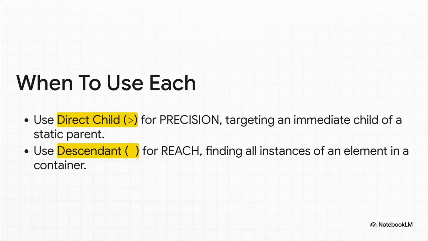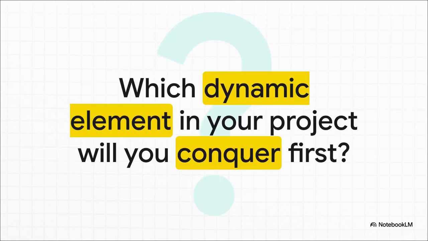So here's your takeaway, your cheat sheet. Use the direct child, the greater than sign, for precision. It's absolutely perfect when you have a stable parent and you need to grab a child right underneath it, whose own attributes might be kind of flaky or dynamic. Then use the descendant, the space, for reach. That's your go-to when you just need to find all instances of something inside a bigger container and you don't care where they are. And that pretty much wraps it up.